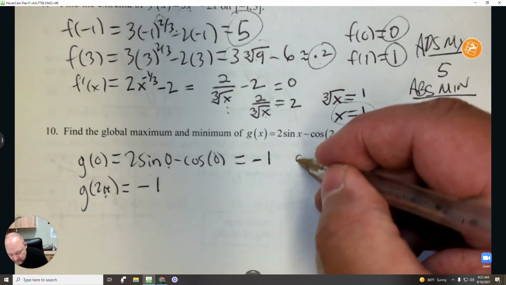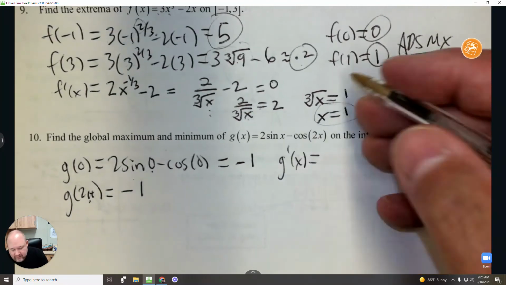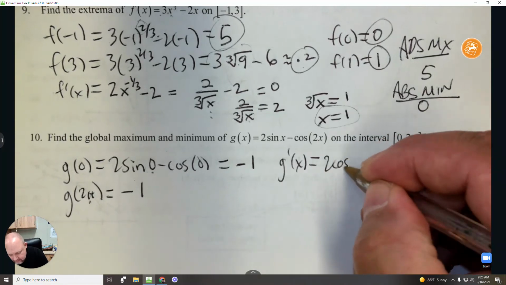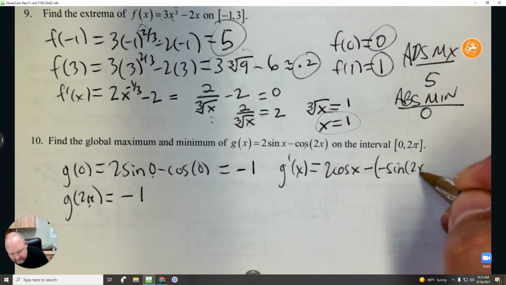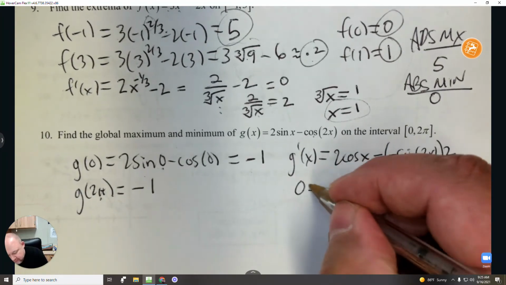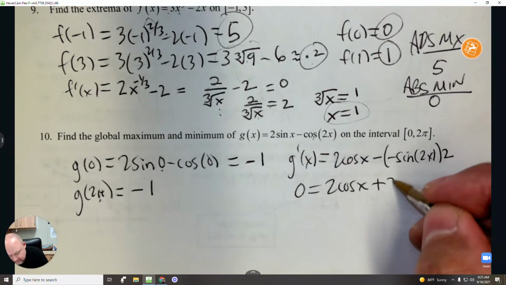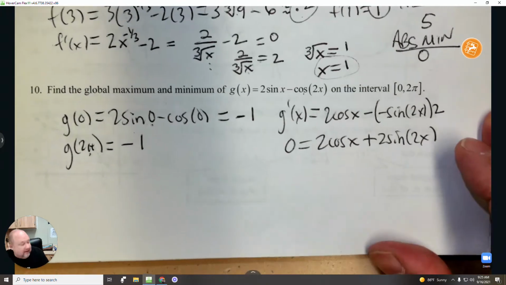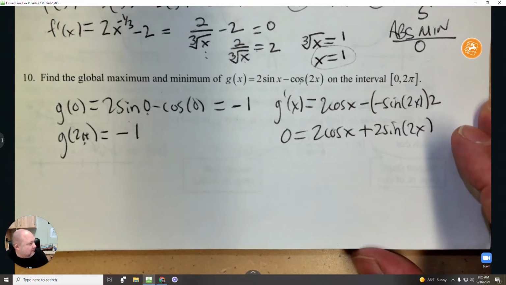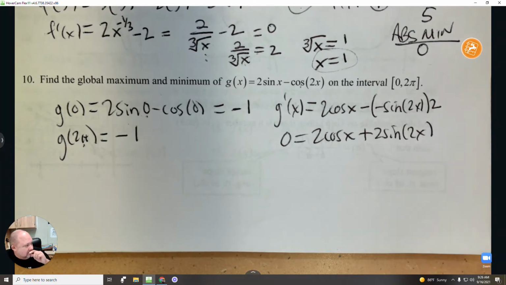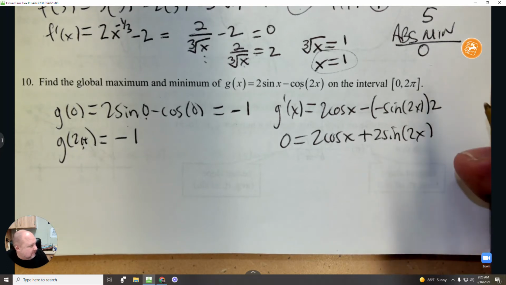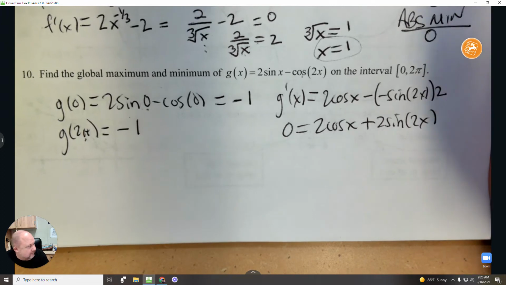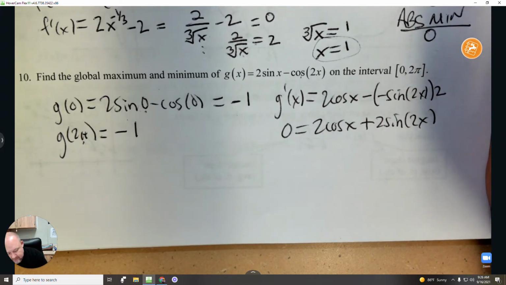Now, if I take the derivative, the derivative of sine is cosine. The derivative of cosine is negative sine, but it needs a little hook of 2. So I have 2 cosine x plus 2 sine 2x. I'm going to divide everything by 2.